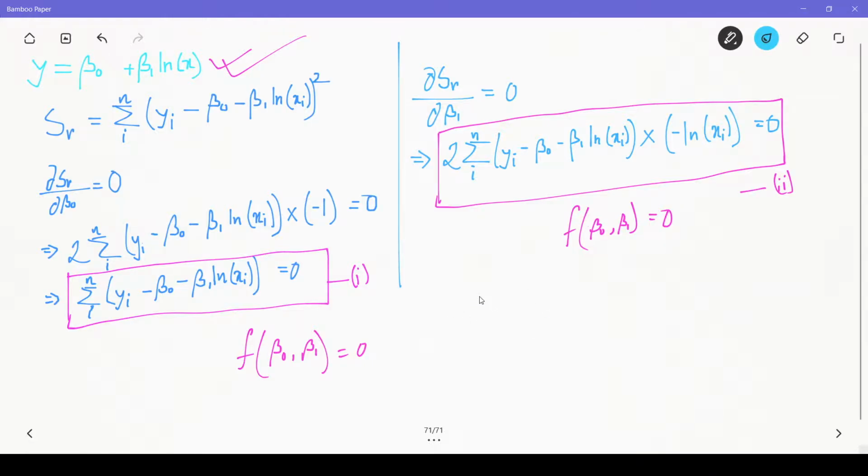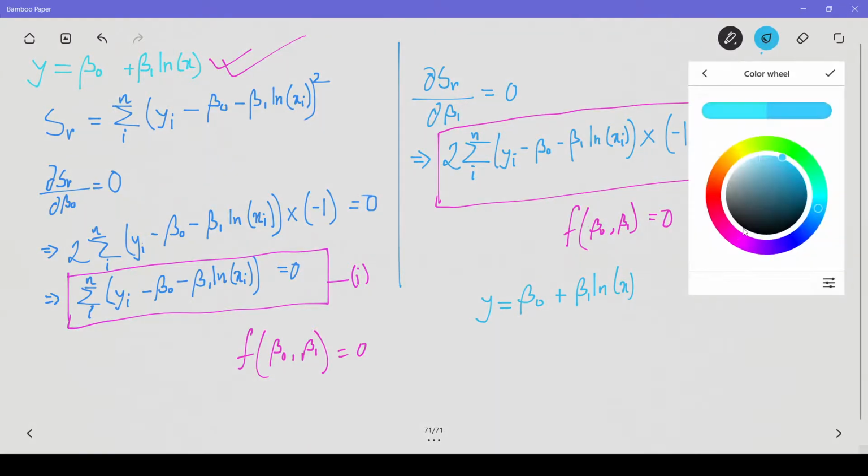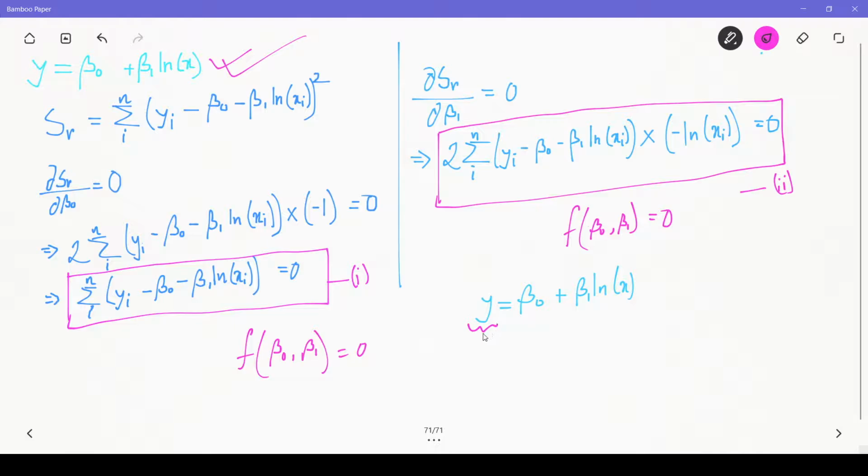So initially we have y equals beta naught plus beta 1 ln x, right? Let's denote this y as z. Let's denote this beta naught as a naught, and this beta 1 as a1. And let's denote this ln of x as w. So what we end up with is z equals a naught plus a1 w.